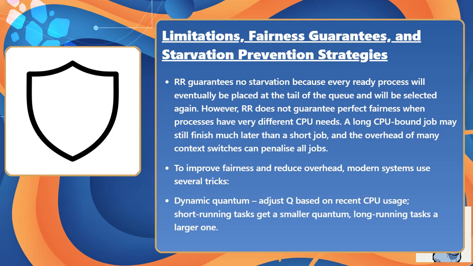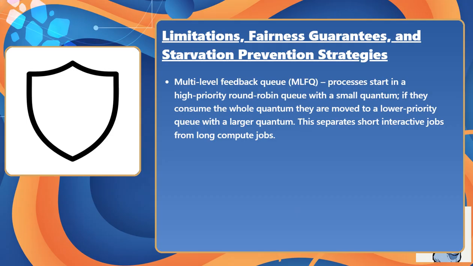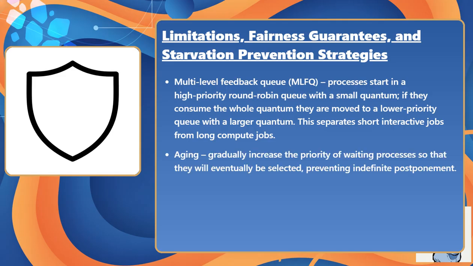Dynamic quantum: adjust the quantum based on recent CPU usage. Short-running tasks get a smaller quantum, long-running tasks a larger one. Multi-level feedback queue, MLFQ: processes start in a high-priority round-robin queue with a small quantum. If they consume the whole quantum, they are moved to a lower priority queue with a larger quantum. This separates short interactive jobs from long compute jobs. Aging: gradually increase the priority of waiting processes so that they will eventually be selected, preventing indefinite postponement.